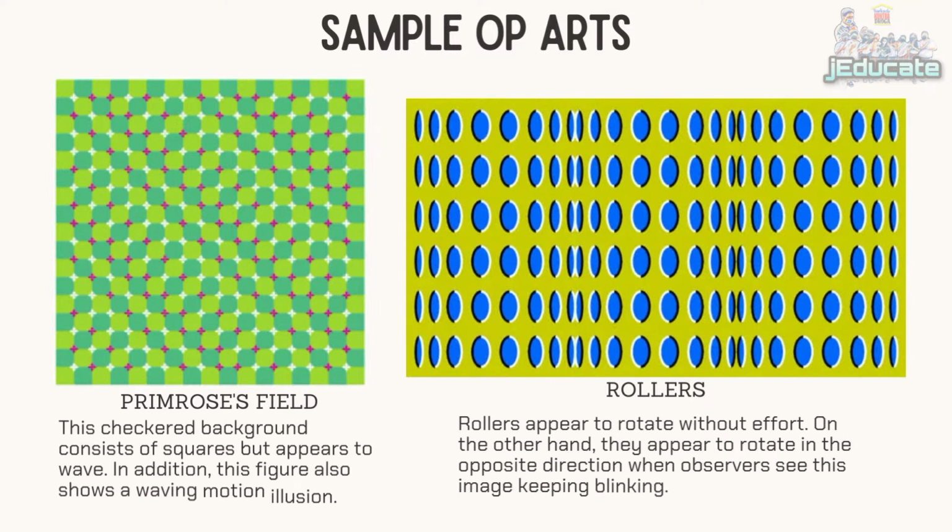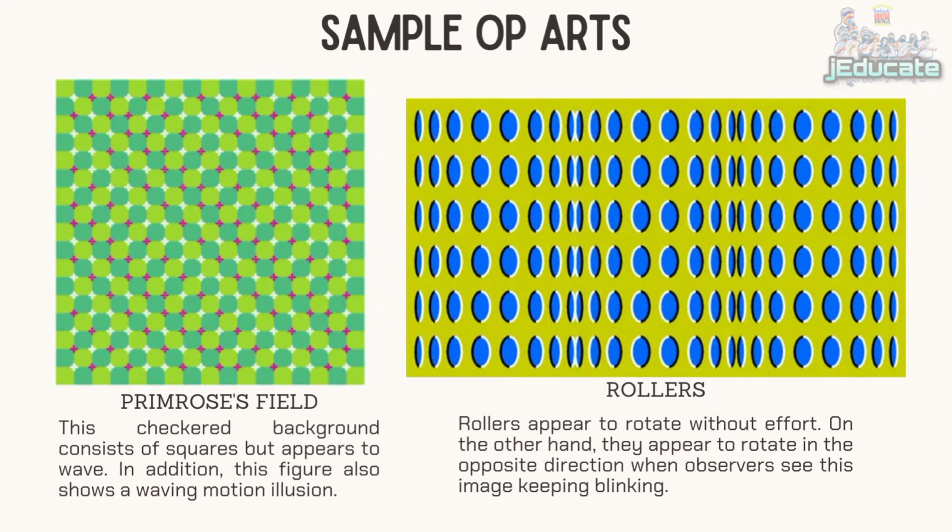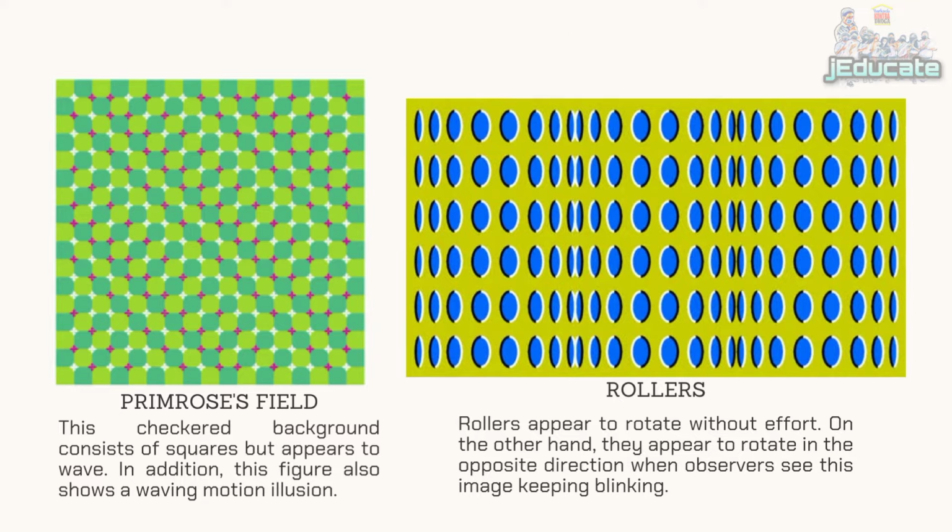Primroses field. This checkered background consists of squares but appears to wave. In addition, this figure also shows a waving motion illusion. Rollers: rollers appear to rotate without effort. On the other hand, they appear to rotate in the opposite direction when observers keep blinking while seeing this image.